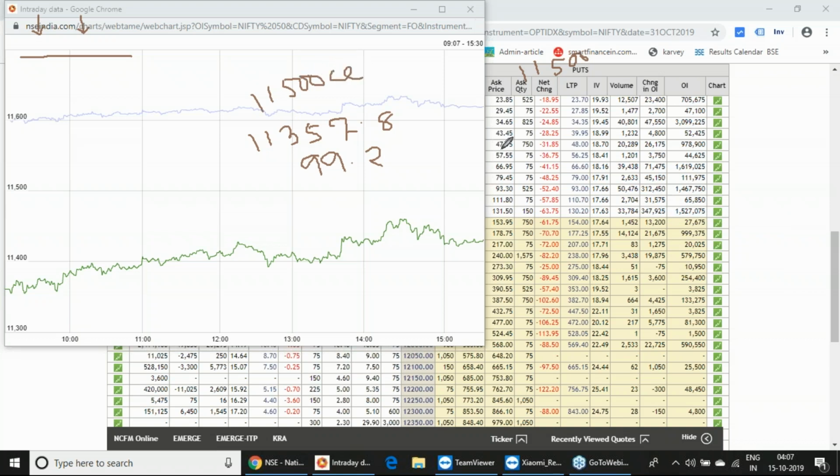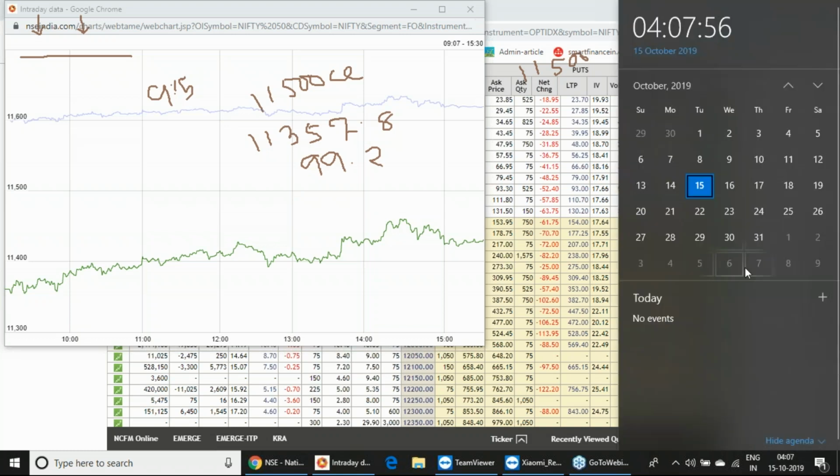If we would have analyzed in the tool at 9:15, what calculation would we have got, and how far was that calculation true? To test that, we are going to feed this data and find it out. Today we are on 15th of October and this month's expiry is happening on 31st of October.